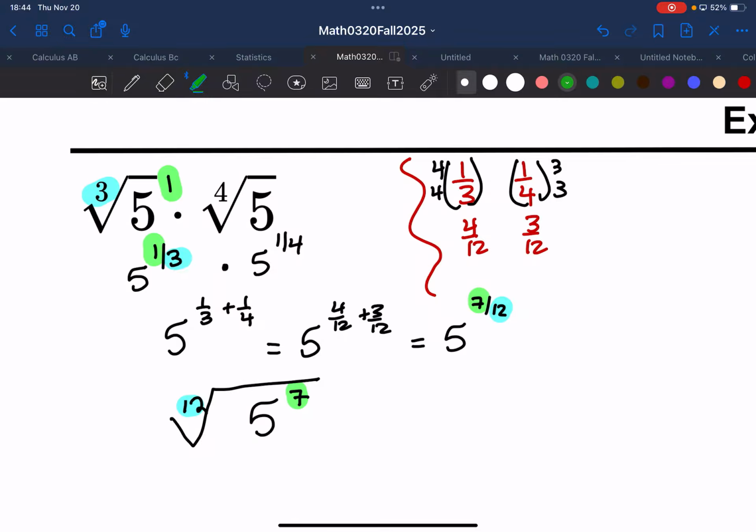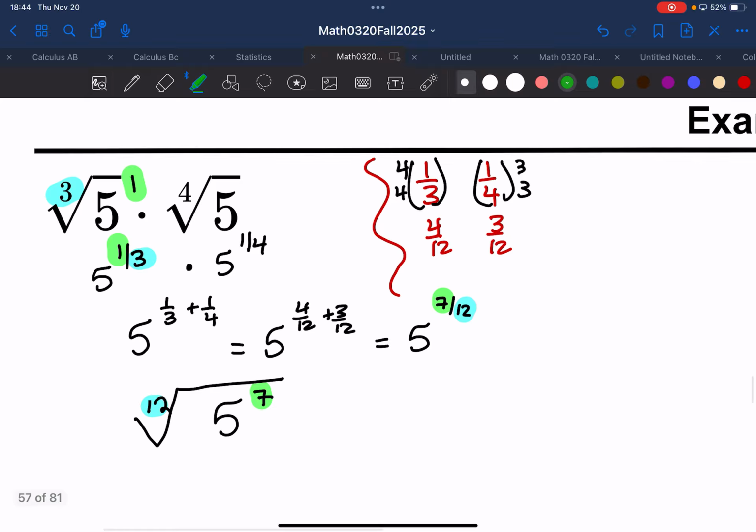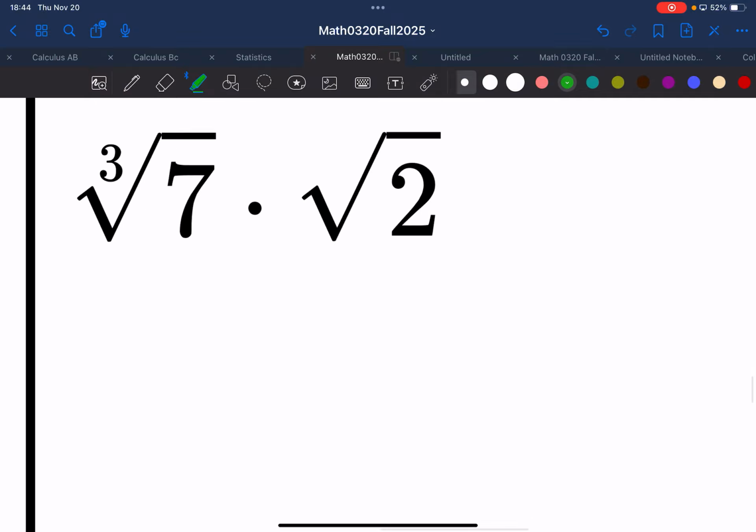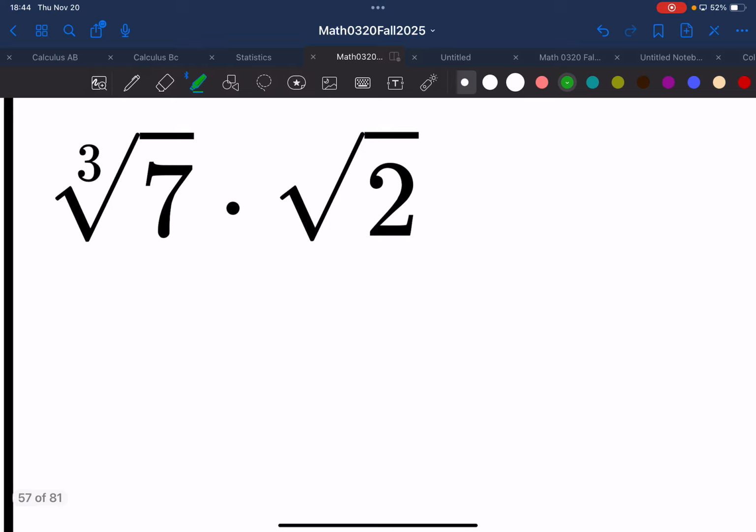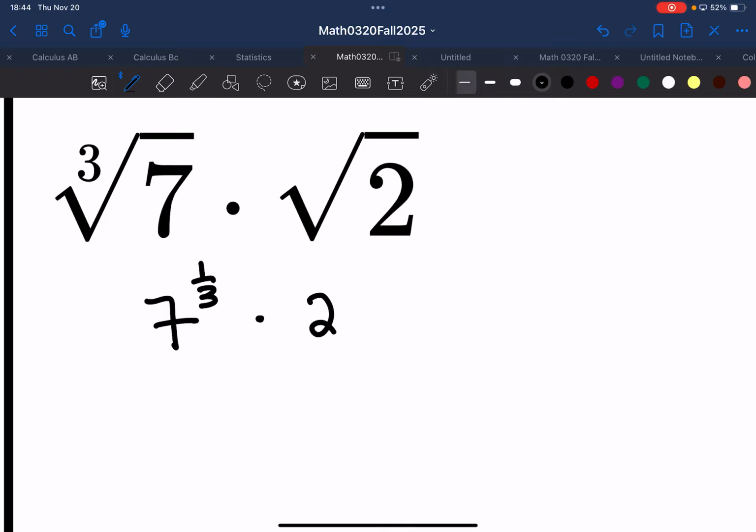So then, that one. Would you just still multiply it, or you find a common thing? So in order to simplify this, we need to get a common nth root, right? So right now we have a cube root and a square root. So if we do the first step the same, we're going to convert this into exponential. So this is 7 to the 1/3 power times 2 to the 1/2 power.